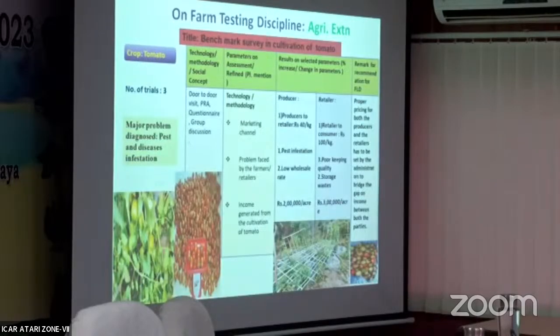The next one is benchmark survey in cultivation of tomato. This one also, we concentrated on the marketing channel, and just like before, the retailer got better profit than the producer. So this is the problem that the farmers are facing, and it is a challenge for our administrators and also from our KVK side that we are planning to take up.